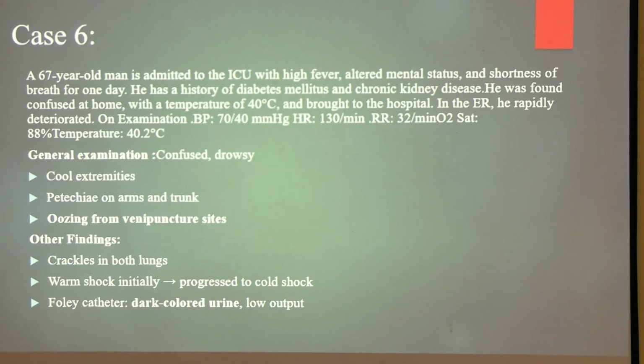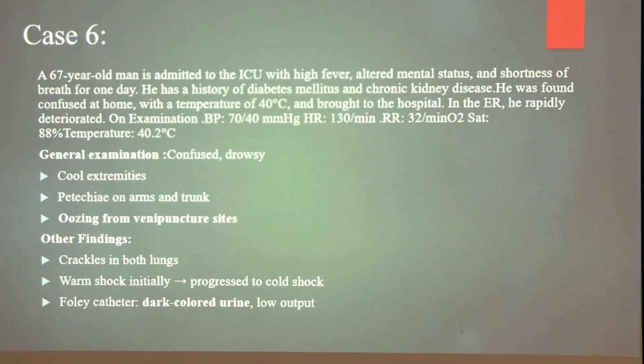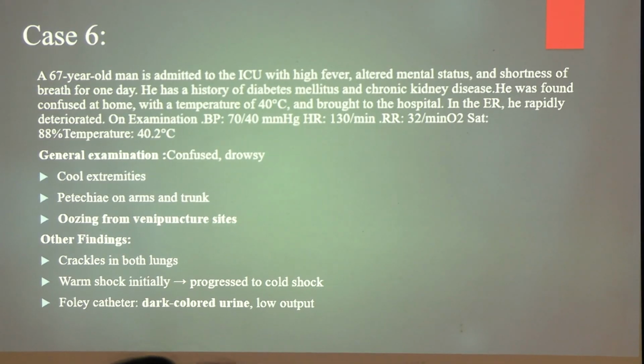He has a history of diabetes and chronic kidney disease. He was found confused with a temperature of 40 degrees. Moved to the hospital. In the ER, immediately interrogated. On examination, he was 70 to 40 kg. Heart rate was 130 and respiratory rate was 32. Oxygen saturation was 88% and temperature was 40.2 degrees centigrade.